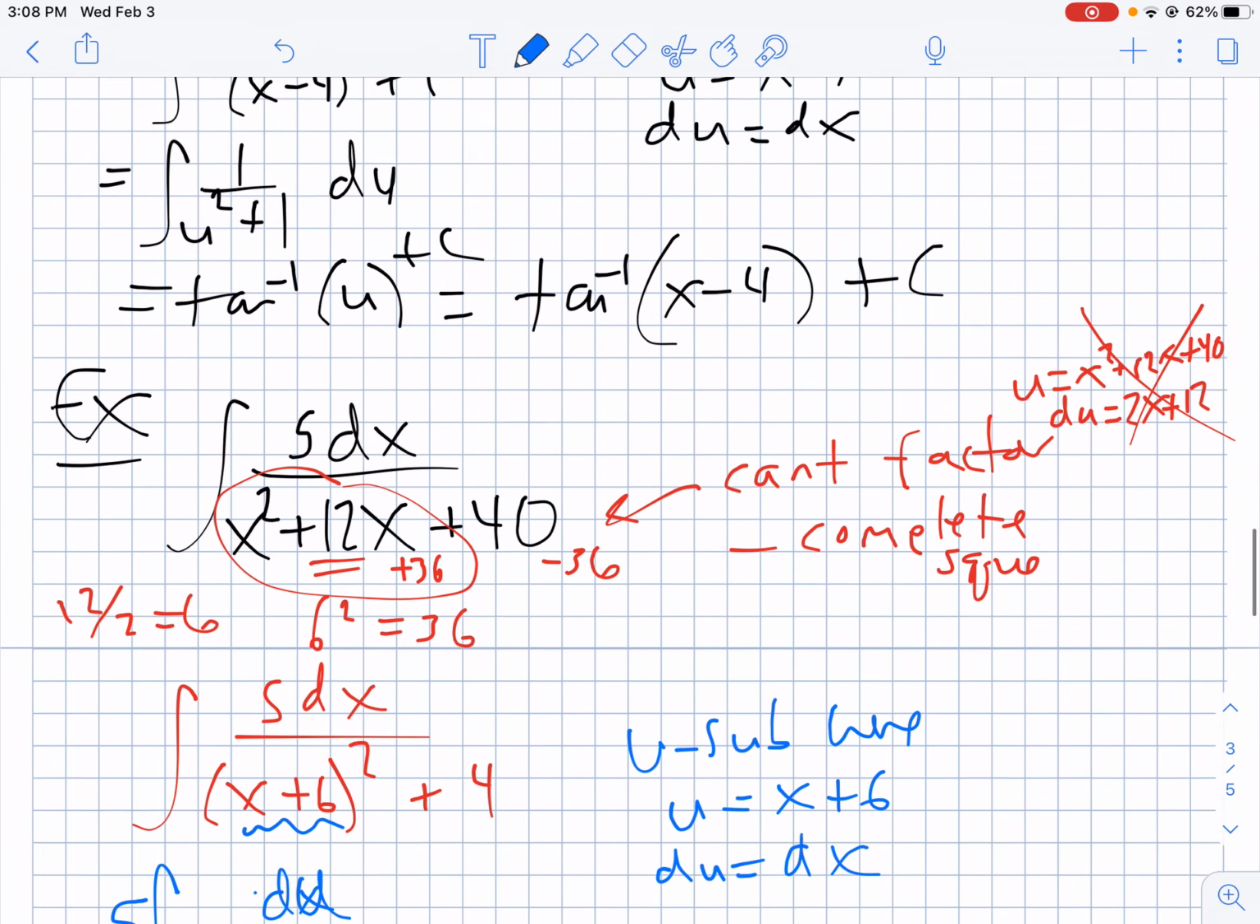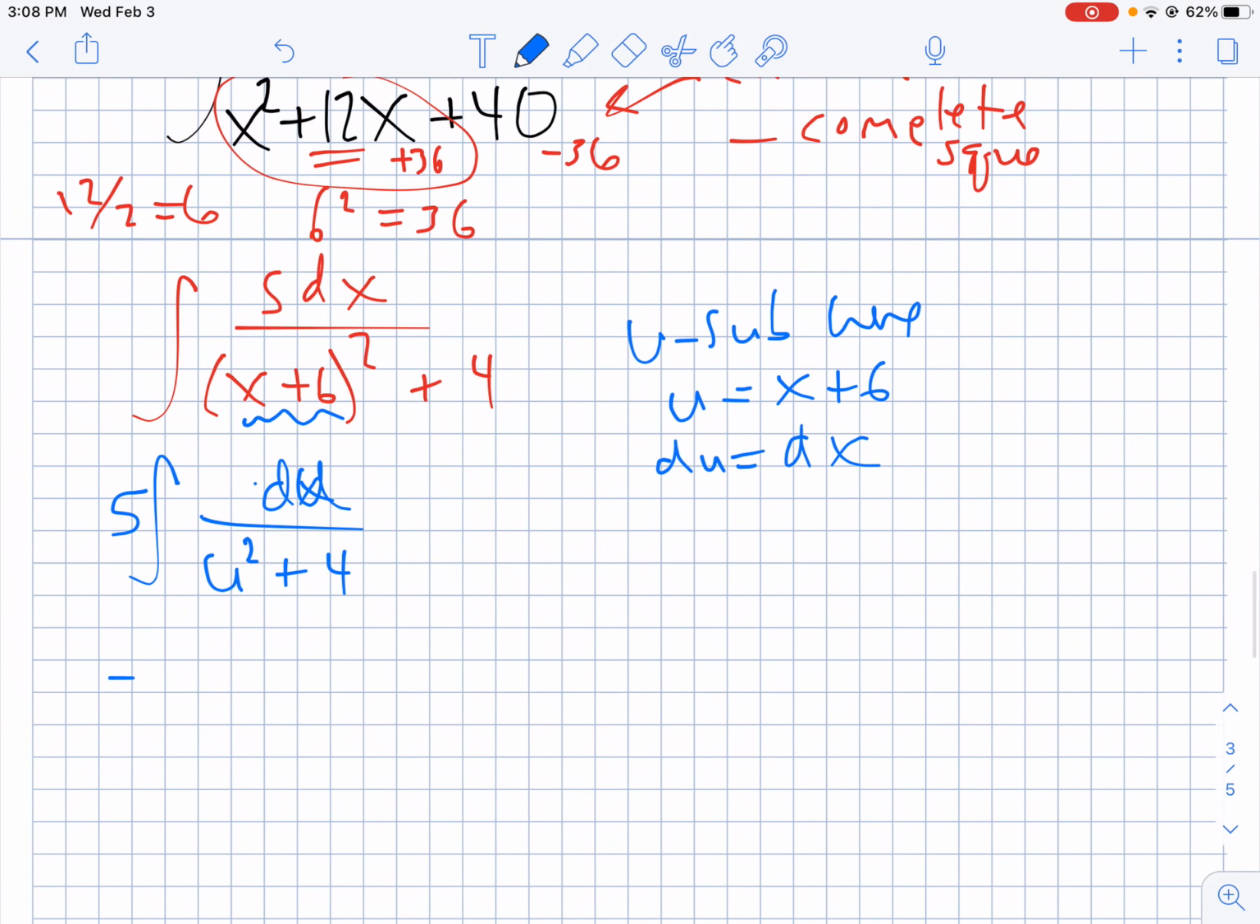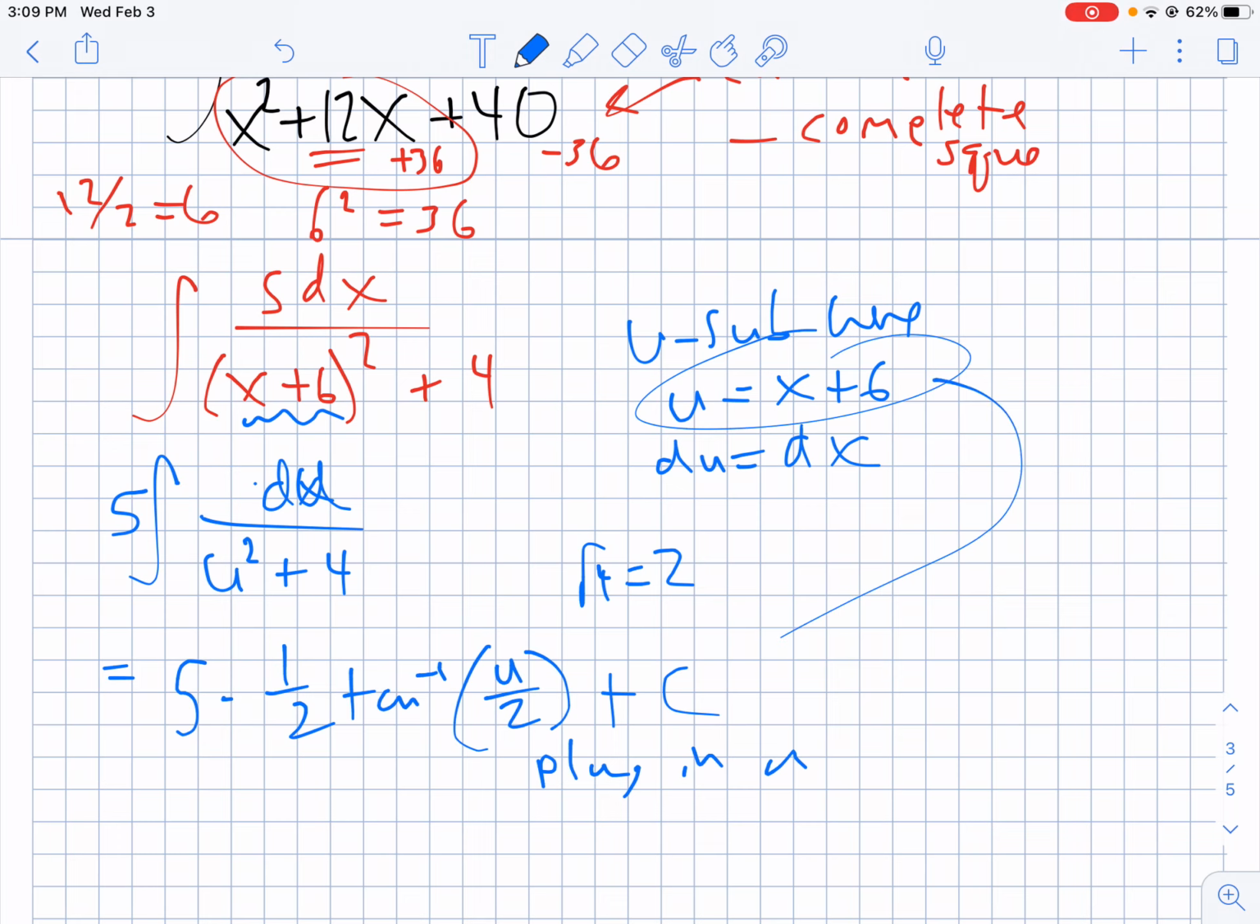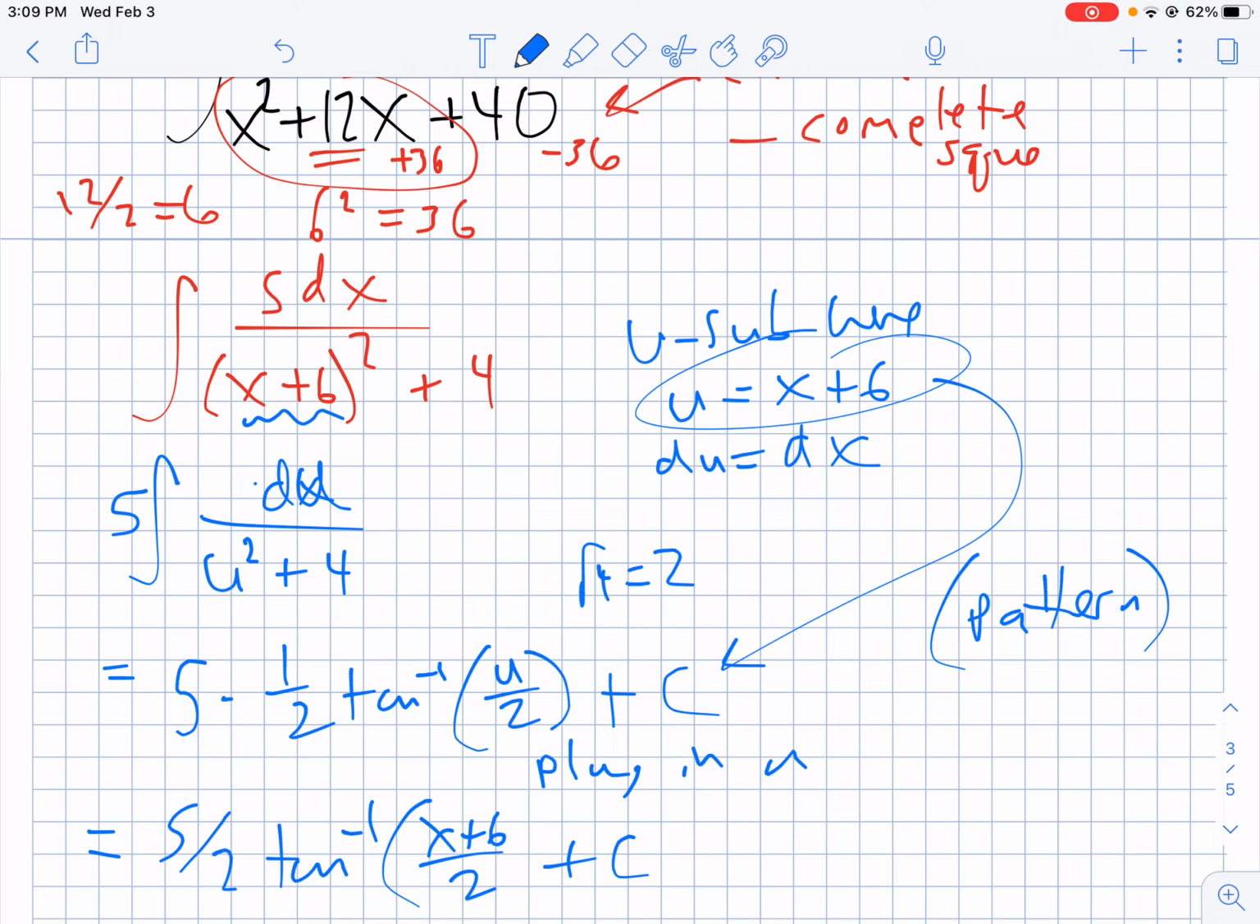You don't have to. You can also just say, hey, I'm going to use this pattern. This is just 5 times, and then I'm going to have square root of 4 is 2. So that's 1/2 inverse tangent of u over 2. And then we just have to make sure that we plug in the u that we got from up here. So again, this is the pattern that we derived in the last video. So this just becomes 5/2 inverse tangent of x plus 6 over 2 plus c.